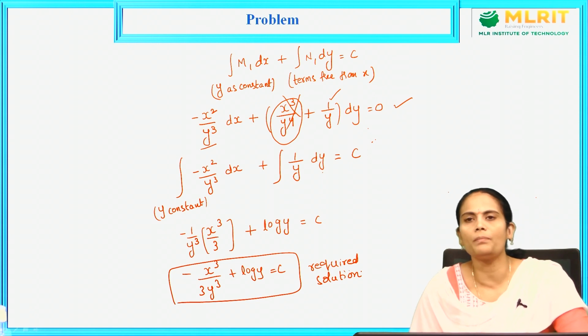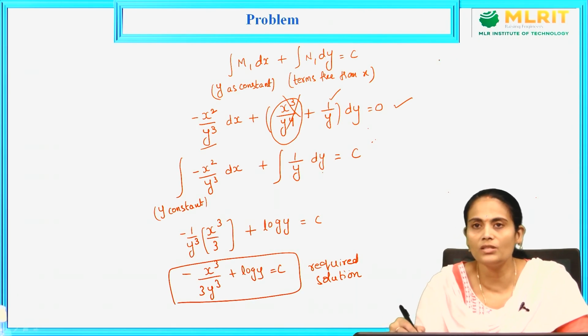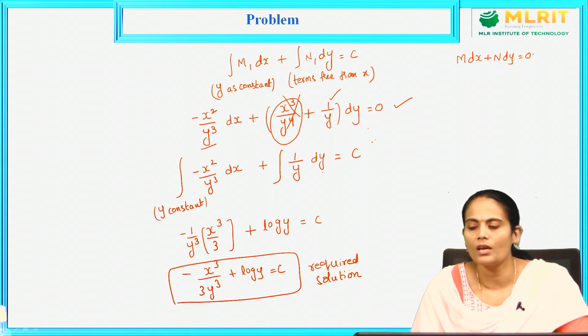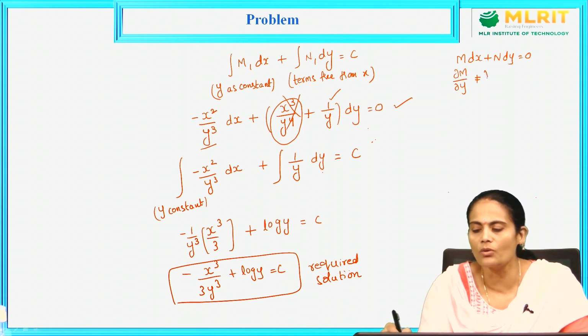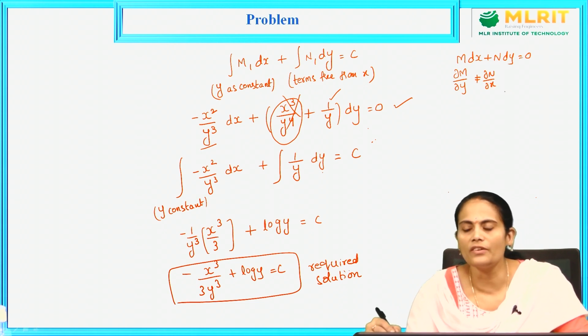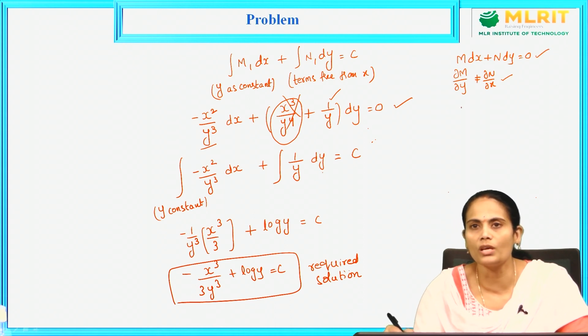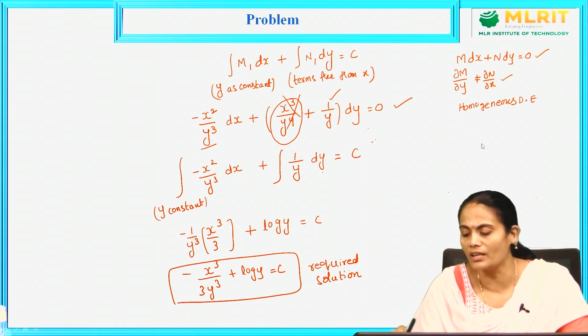So what's the process we applied in method 2? First of all, you have to verify whether the given differential equation M dx plus N dy is equal to 0 is exact or not. If it is non-exact, the condition is dou M by dou y is not equal to dou N by dou x. After verifying this condition, again verify whether the given differential equation is a homogeneous differential equation or not. If it is homogeneous, then you can find an integrating factor: 1 by (Mx plus Ny) is an integrating factor.